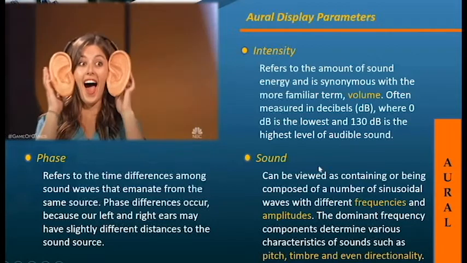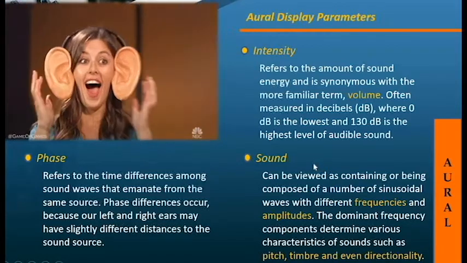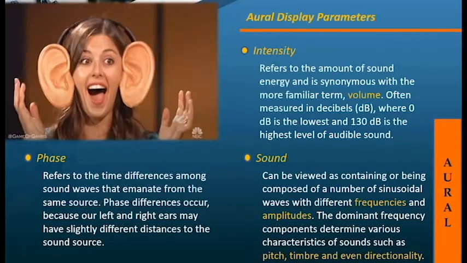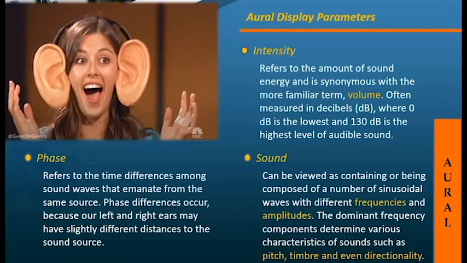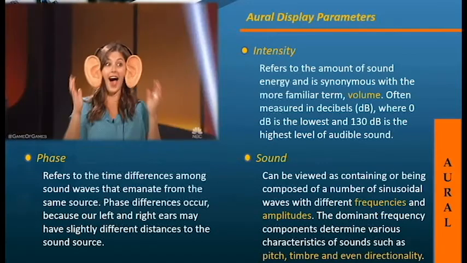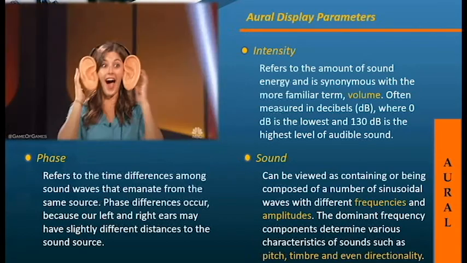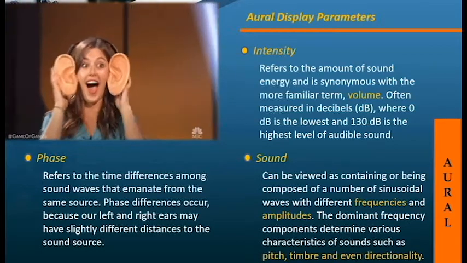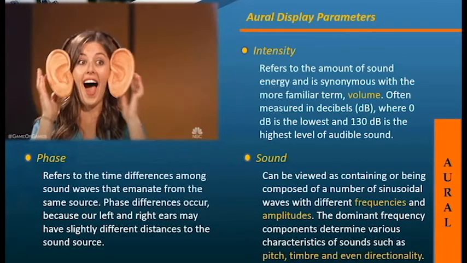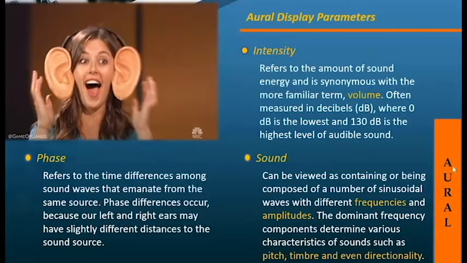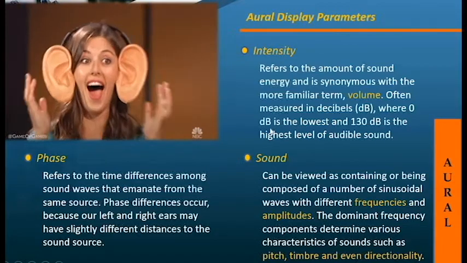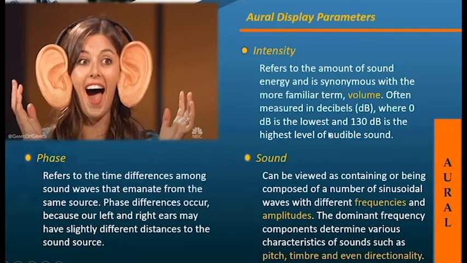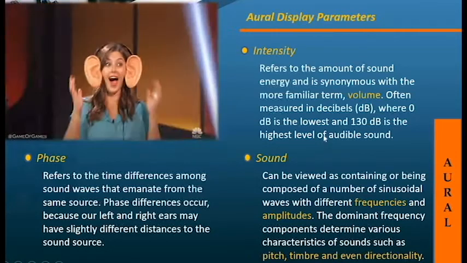This is the parameters for oral display. We have intensity. When we say intensity or the amplitude, it refers to the amount of sound energy and is synonymous with the more familiar term volume. Intensity is often measured in the units of decibels, where 0 decibels is the lowest and 130 decibels is the highest level of audible sound.